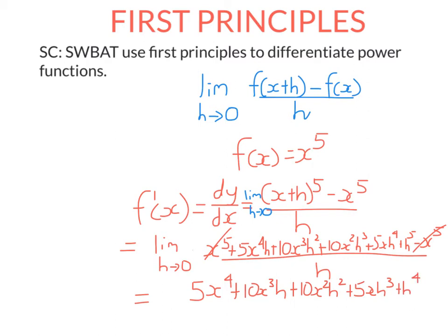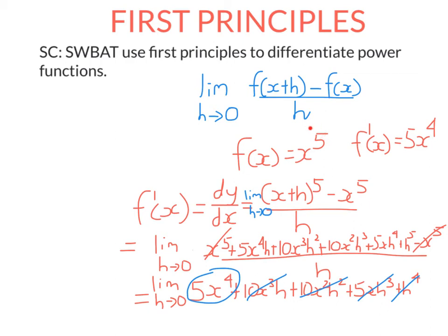So what I'm going to do now is take the limit as h approaches 0 of this function here. But if h approaches 0, this, and this, they all approach 0. If you times something by 0, you just get 0. So all of these will approach 0, and I'm just left with 5x to the power of 4. So if f(x) equals x to the power of 5, the derivative of that is 5x to the power of 4. So we're just going to practice this a few times, and you will notice a pattern with power functions. Move the power to the front, and then decrease the power by 1.